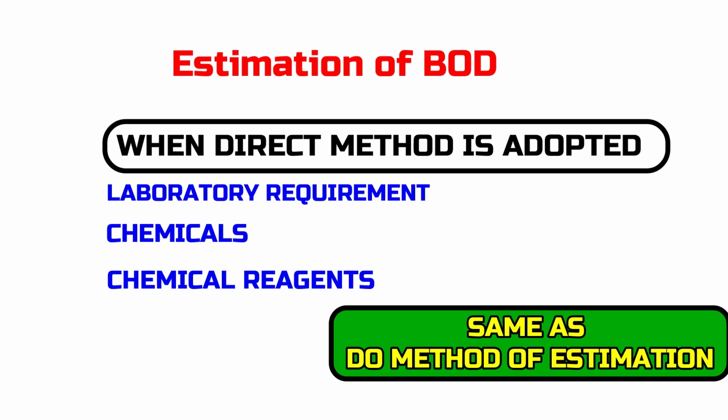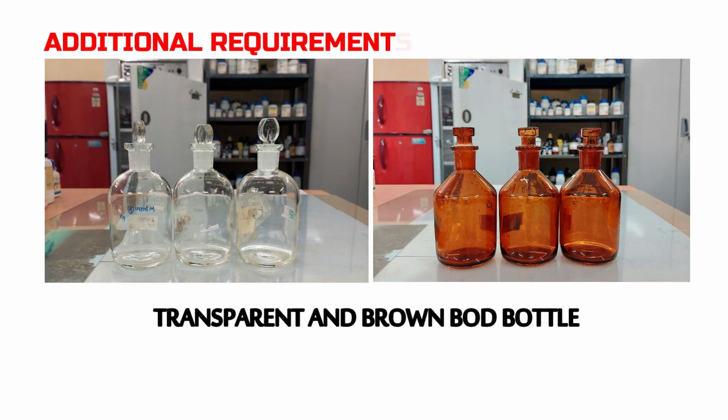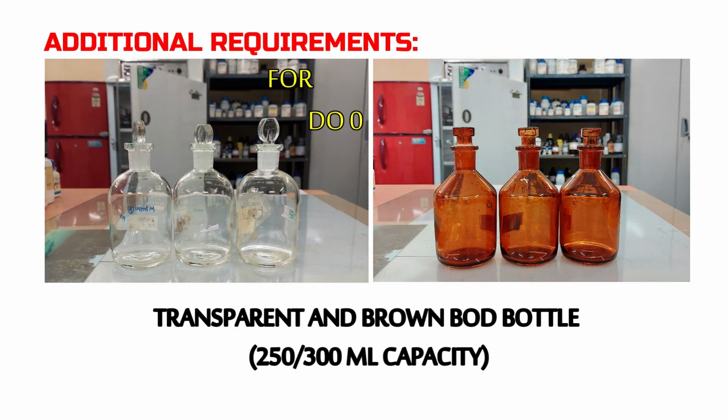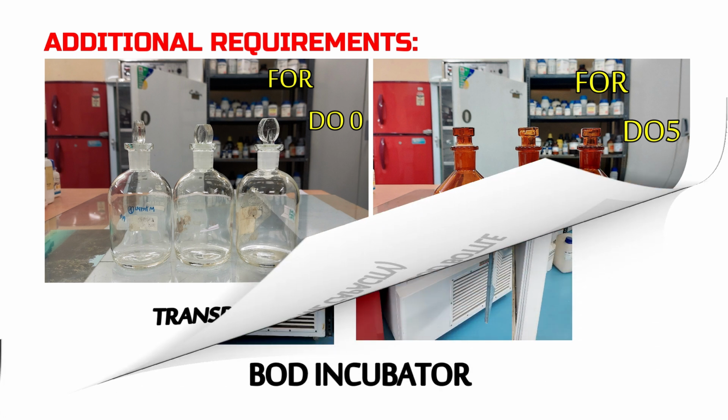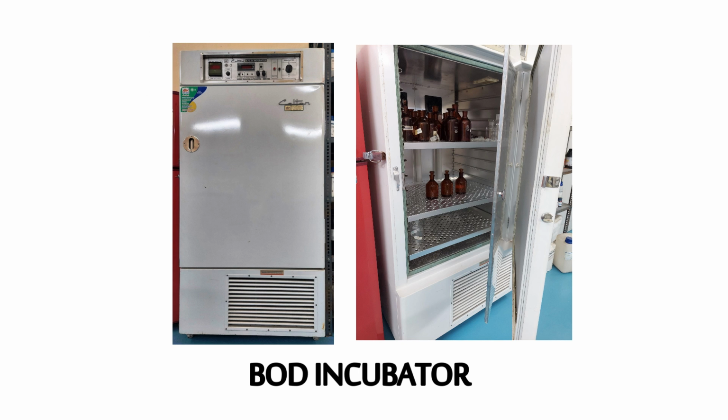However, for BOD estimation, you'll need these additional requirements, and that is you'll need both the transparent BOD bottle, which we'll use for determining the dissolved oxygen content on the day of sample collection, and the brown BOD bottle, which will be used for determining the DO content of the samples after the incubation period. And for that, you will also need a BOD incubator.